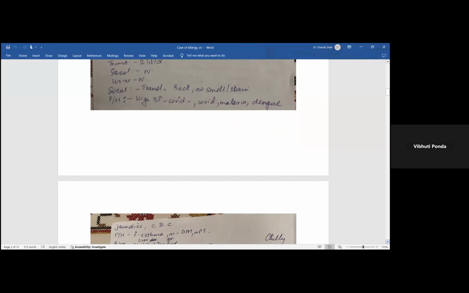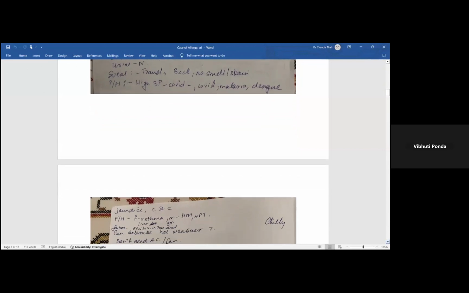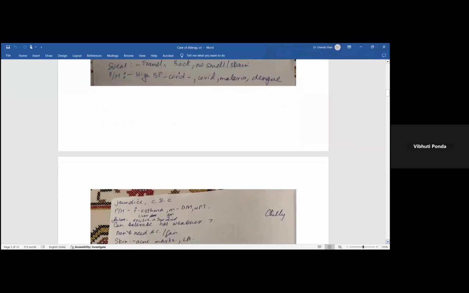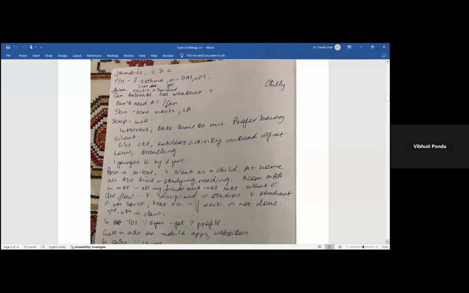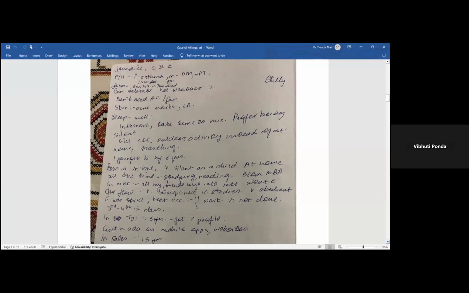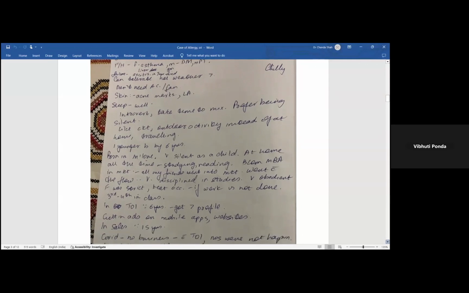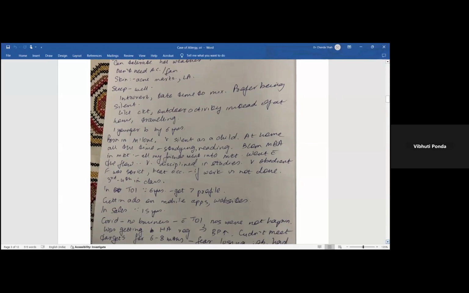He's got a past history of high blood pressure during the COVID time. He also suffered from COVID, malaria, and dengue. He had also jaundice and cough and cold. He's got a family history of father having asthma and the mother diabetes and hypertension. Father also had liver failure, which caused ascites. He can tolerate hot weather. He's a chilly patient. He doesn't need AC or fan. He had acne in the past, which has left marks, for which he had used local application.